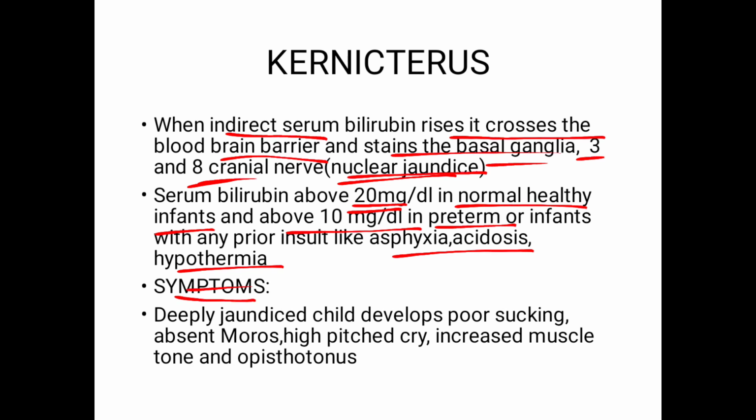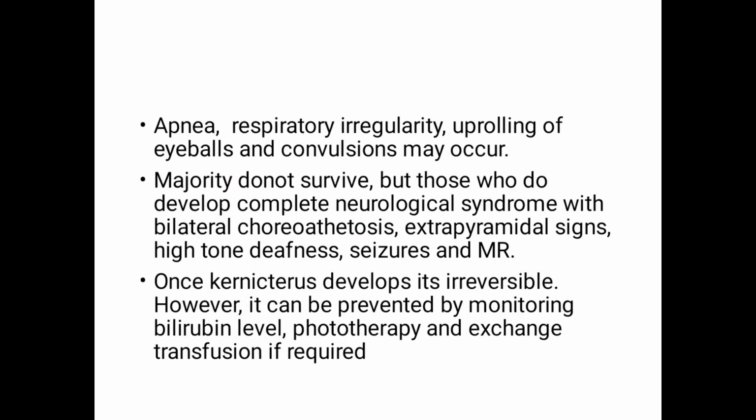Symptoms. So you will have a deeply jaundiced child, and that child suddenly develops poor sucking, absent Moro reflex. Absent Moro again indicates some sort of neurodevelopmental delay that's happening. High pitched cry, increased muscle tone, and opisthotonus. That's the backward arching of the head, neck, and the vertebra, the spine. Again, it might progress, and apnea, respiratory irregularity, upward rolling of the eyeballs, and convulsions might develop.